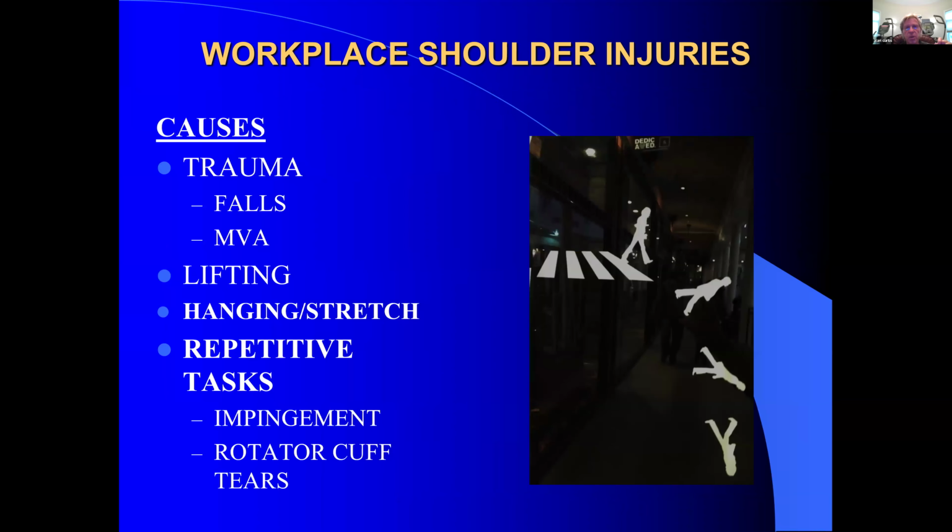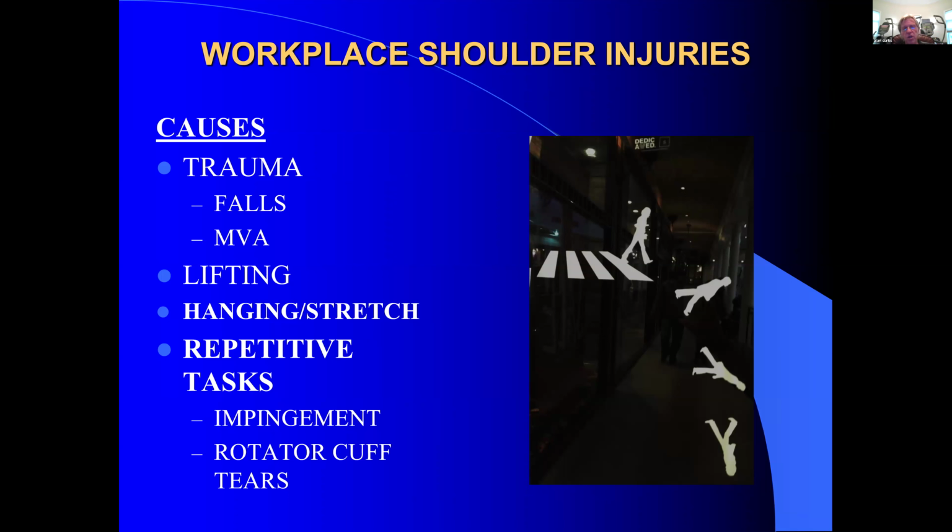And the biceps is superior. So that's basically the anatomy of the shoulder. So what causes trauma? What causes injuries to the shoulder? Of course, falls and motor vehicle accidents cause traumatic issues. Lifting something too heavy, hanging or stretch injuries where you slip and fall, hang by the banister, or if you're a truck driver, you hang from the doors, you slip and fall.